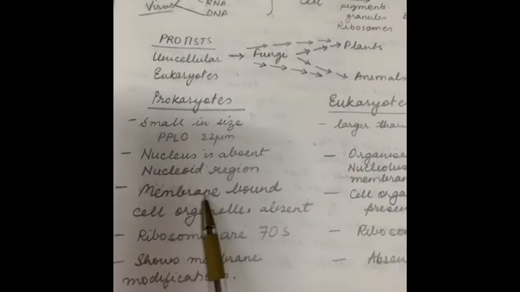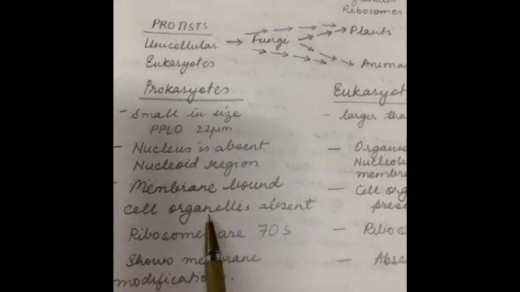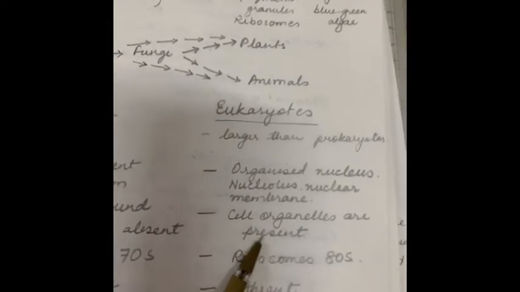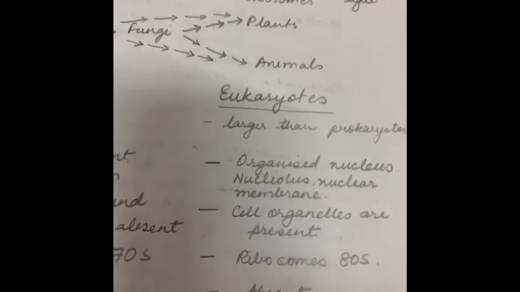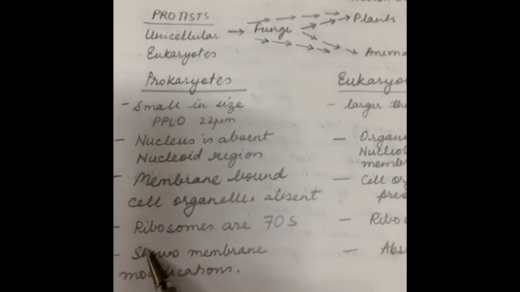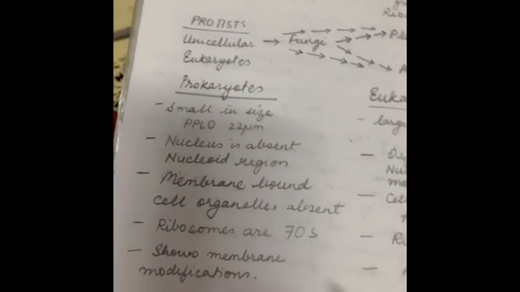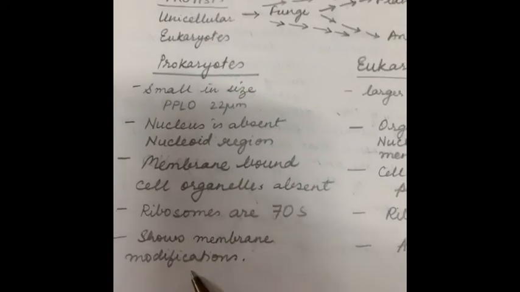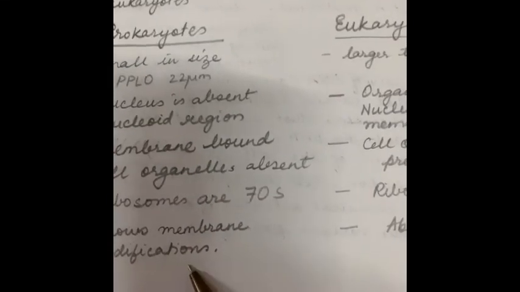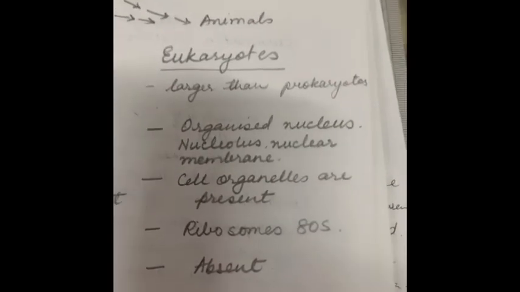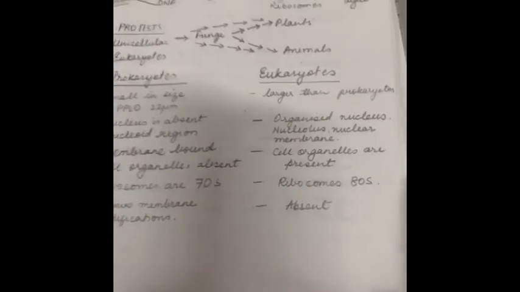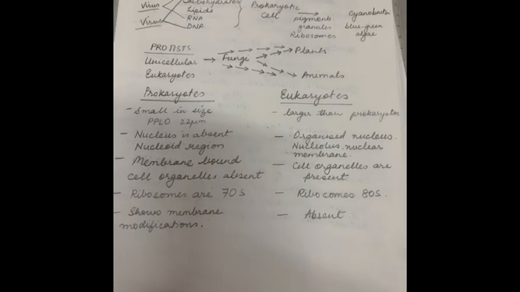Prokaryotes do not have membrane-bound cell organelles, whereas cell organelles are present in eukaryotes, the membrane-bound cell organelles like mitochondria, chloroplast, lysosomes. These are all present in your eukaryotic cells. In prokaryotes, the ribosome is of 70S type. In eukaryotes, the ribosome is of 80S type. In prokaryotes, the membranes show certain modifications which are believed to do certain specialized functions, whereas such membrane modification is absent in the case of eukaryotes. So here is the difference between the prokaryotes and the eukaryotes.